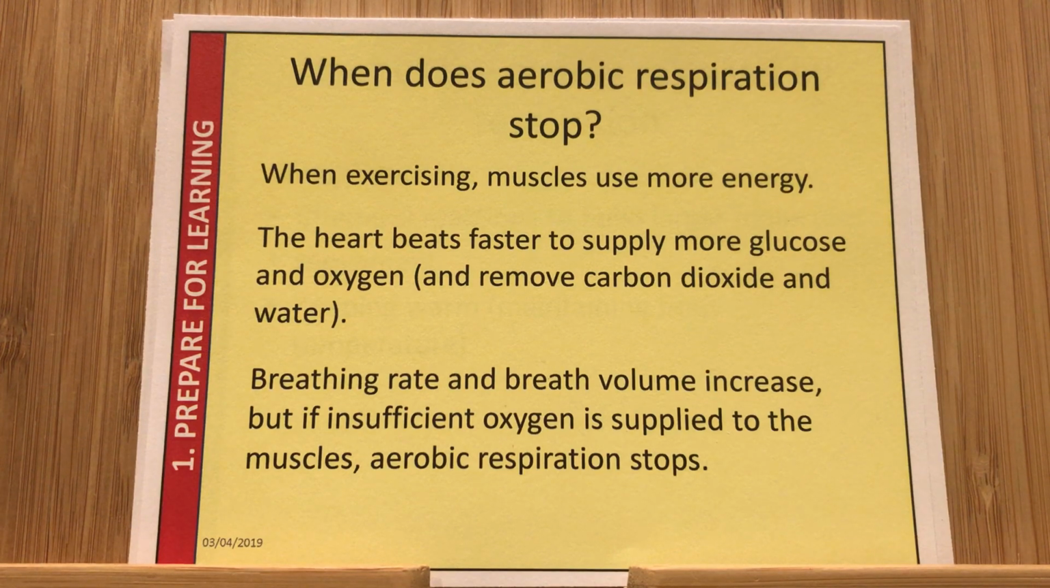So we might be running, we might be carrying heavy bags, and the first thing that happens is the heart beats faster, and that's to supply more glucose and oxygen, and also to remove those waste products from those respiring cells. Okay, so if the heart beats faster, that transport system of blood is faster, delivering more oxygen and more glucose to the cells, where respiration will occur to release the energy to supply those muscles with energy.